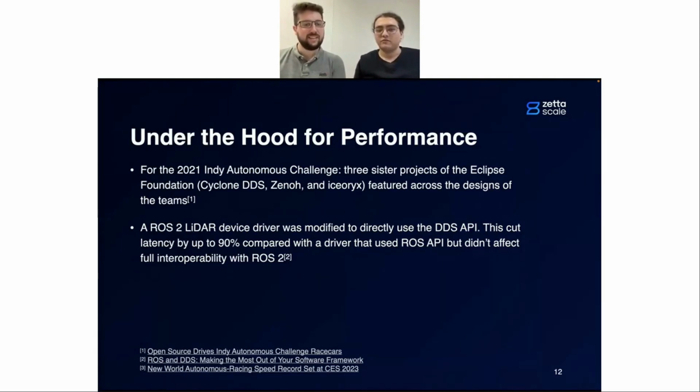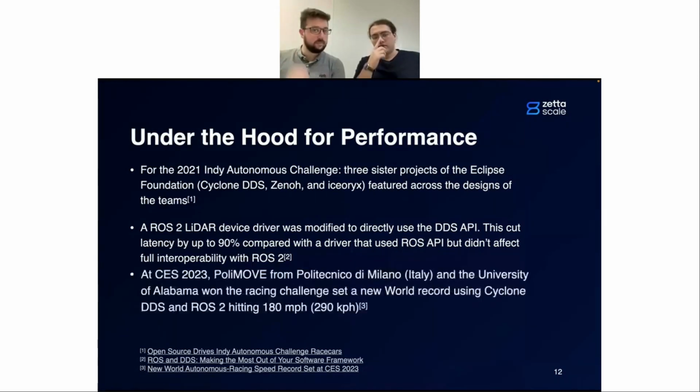So what the team did was, instead of hooking up the LiDAR device via ROS, they modified the device driver to go straight to DDS directly. And that cut the latency by 90%. Obviously with a cut like that, that's more than enough for them to get the data where it needs to go, compute it, and make the car respond. As an interesting aside, that was in 2021. At CES this year, Polymove and the University of Alabama won the racing challenge there, and they set a new world record using both Cyclone DDS and ROS2, hitting 290 kilometers an hour, which is incredibly fast.